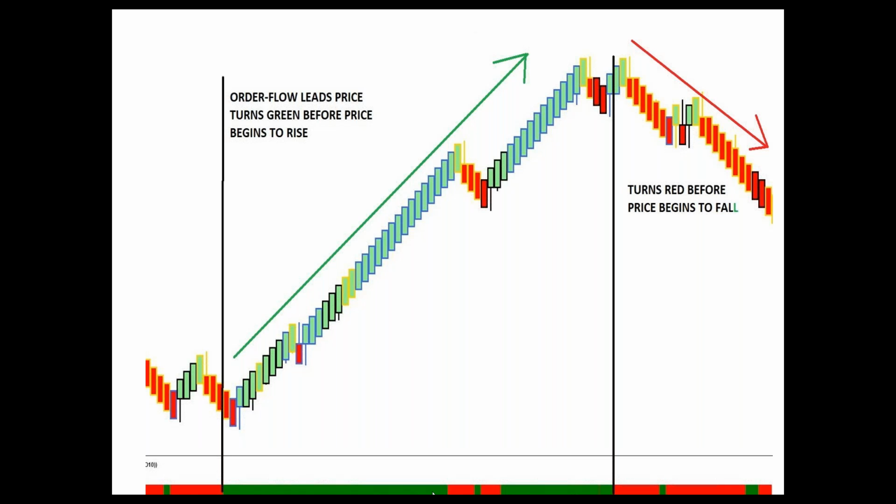assessment, and the slope of those two higher time frame SMAs. And when they're heading up, price is almost always going to rise. And when the order flow line is red, price is almost always going to fall. And it's going to turn oftentimes before price does, because George Lane was right.